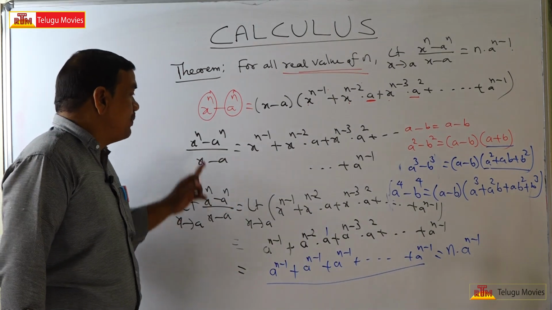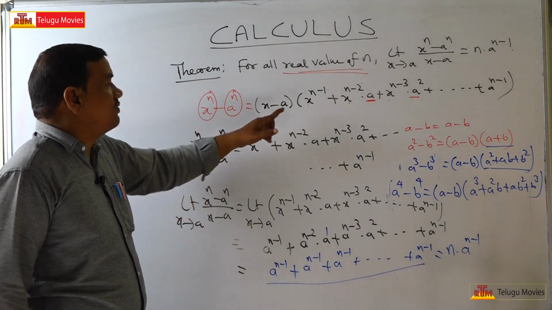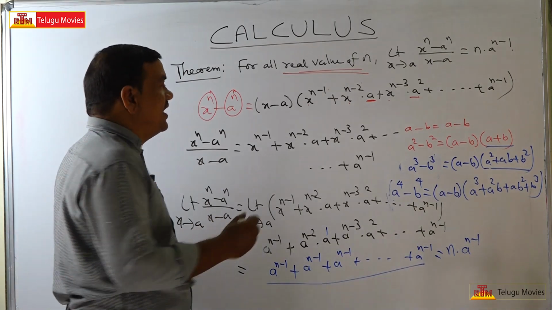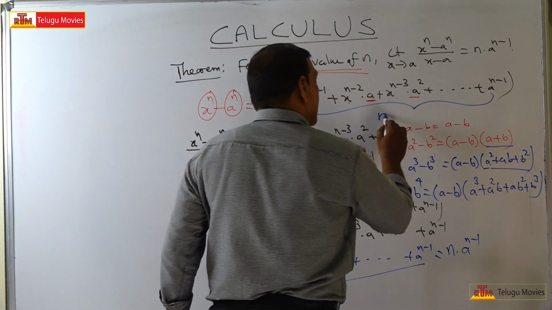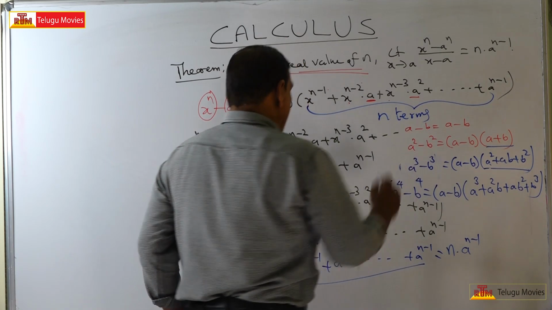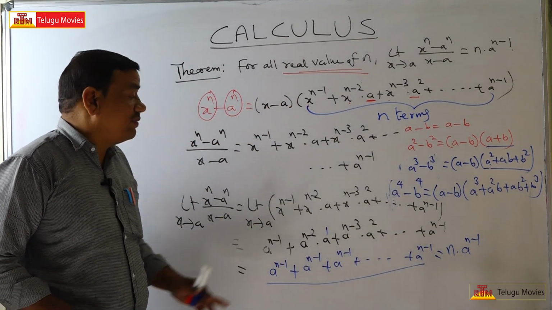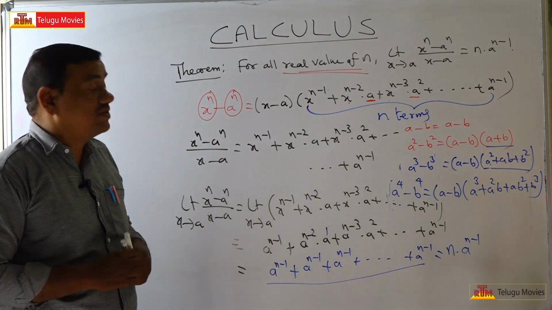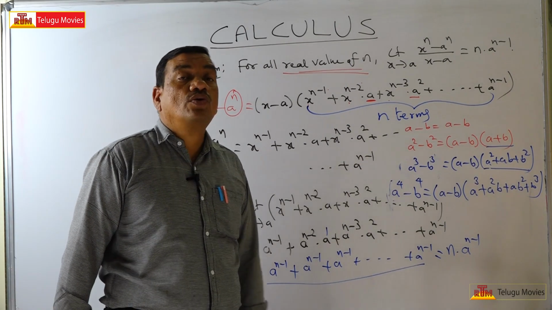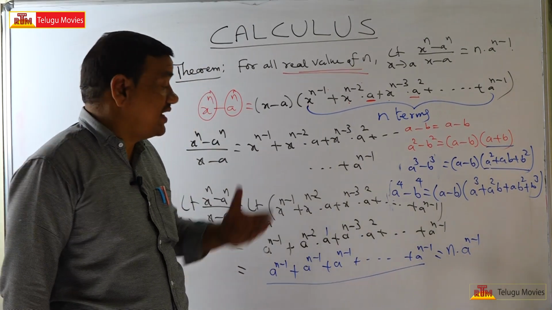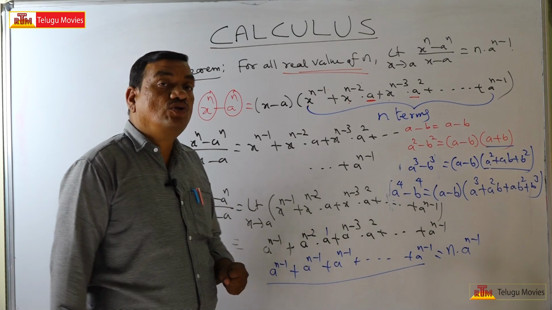Similarly, x power n minus a power n means, how many terms should be there? n terms should be there. That means a power n minus 1 repeated, how many times? n times, so n of a power n minus 1 are there. That's why the result is n into a to the power of n minus 1.